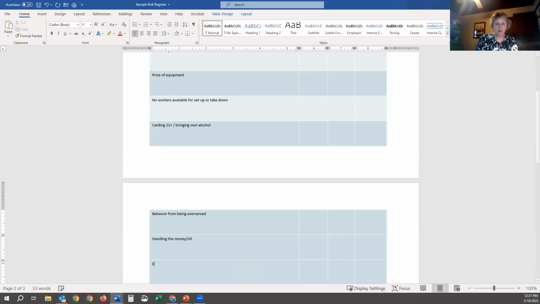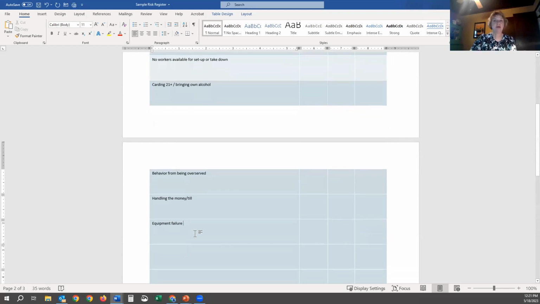So we have equipment failure. So what if the bags start leaking beans? What if the boards fall apart? There's not a ton of equipment in bags, but yes, we want to keep an eye on equipment failure. All right. Other risks that we're looking at?